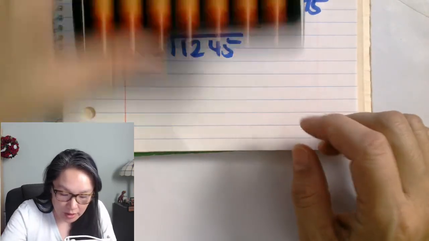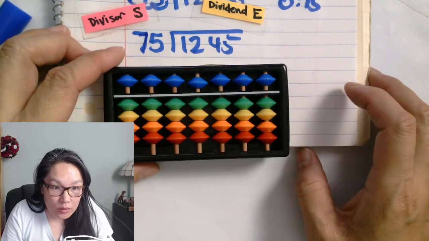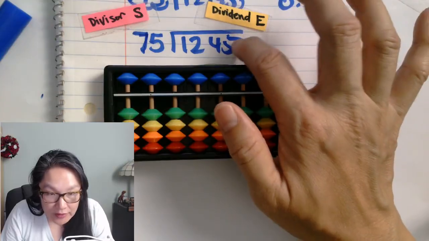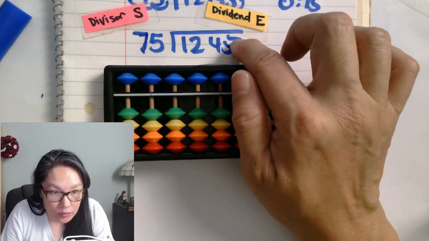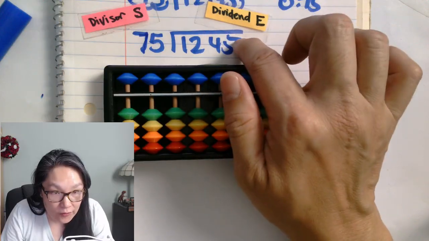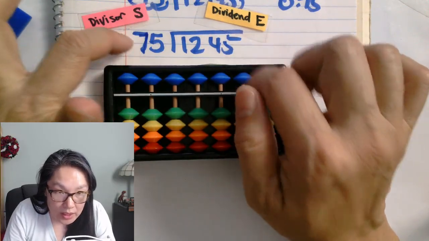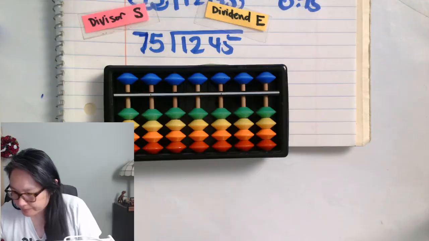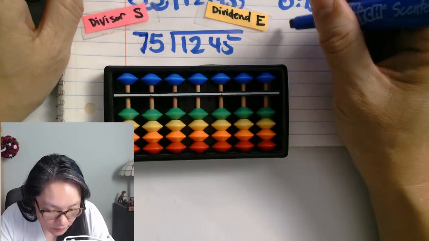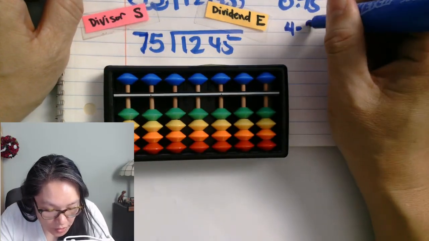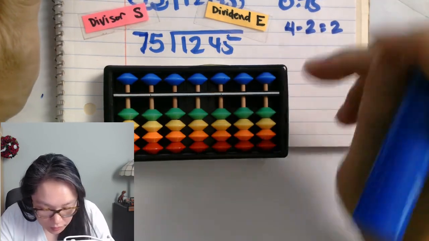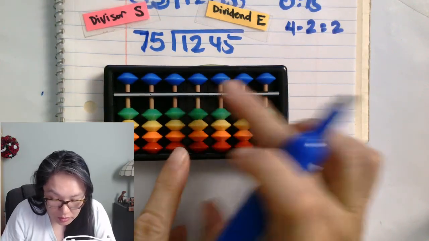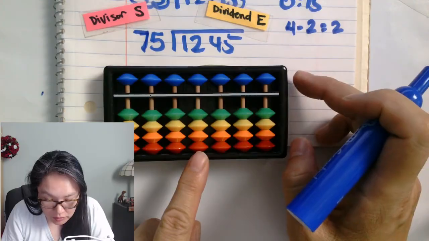The first thing we need to do is understand where we are going to put our number. We have to look at our dividend. How many digits is our dividend? 1, 2, 3, 4. Our dividend is 4 digits, and we take away 2 digits for the divisor. Does that make sense? So 4 minus 2 is equal to 2. Do I have enough? 1, 2. Yeah, that's where my answer is.